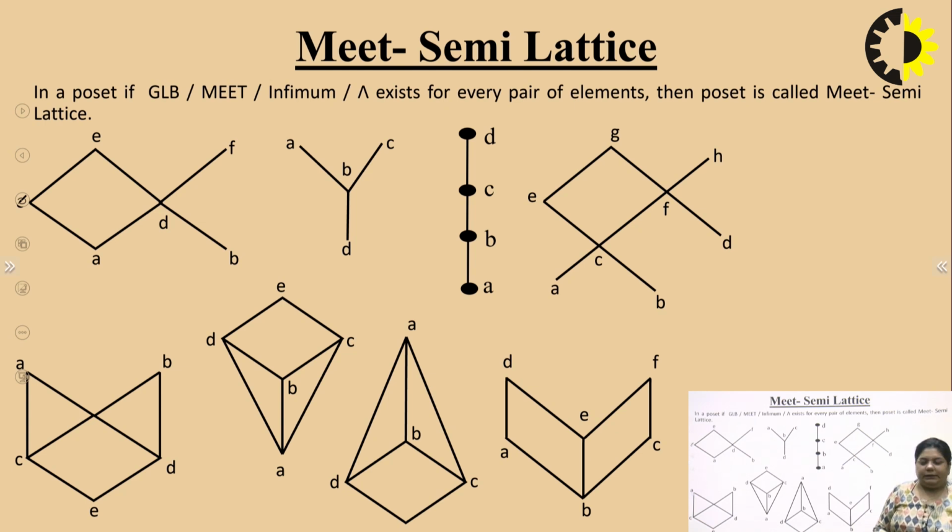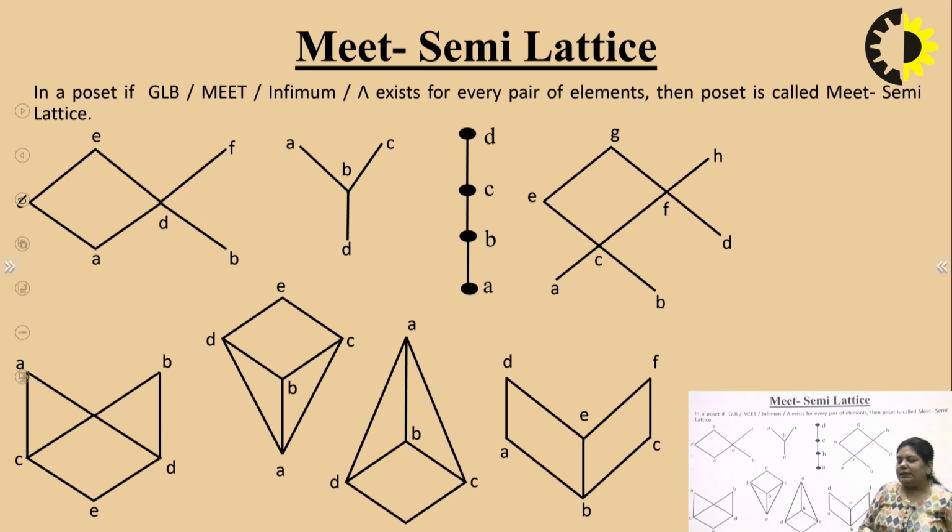a meet semi-lattice. Again, as I have told you earlier, for finding the meet we have to search for the single bottom. For finding the single bottom, we can just look at the Hasse diagram and tell whether it has a single bottom or not.